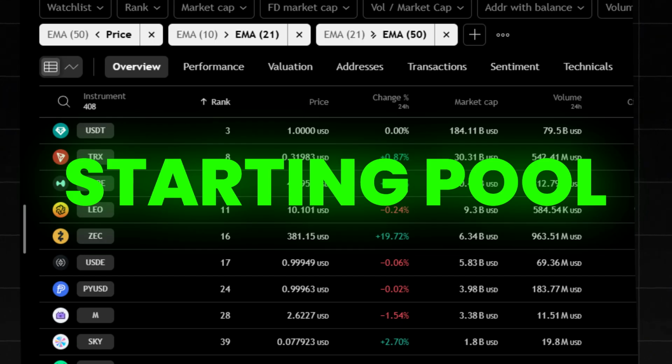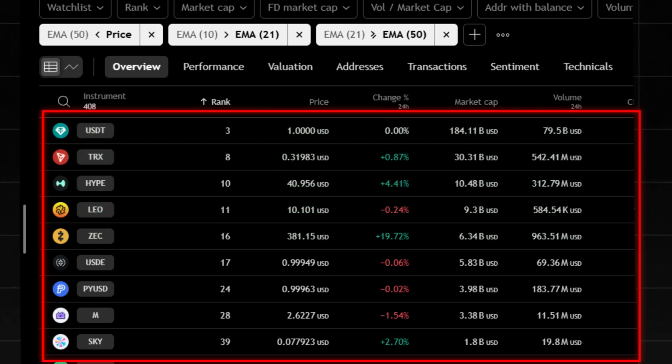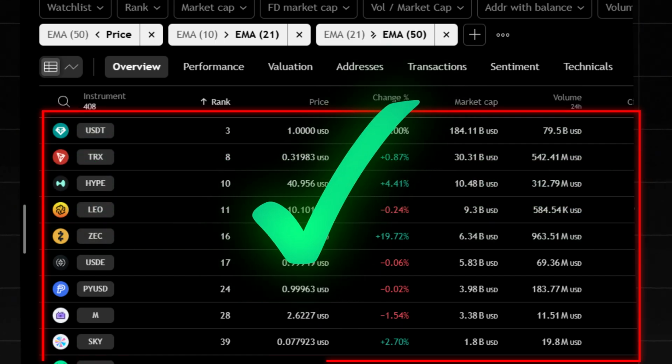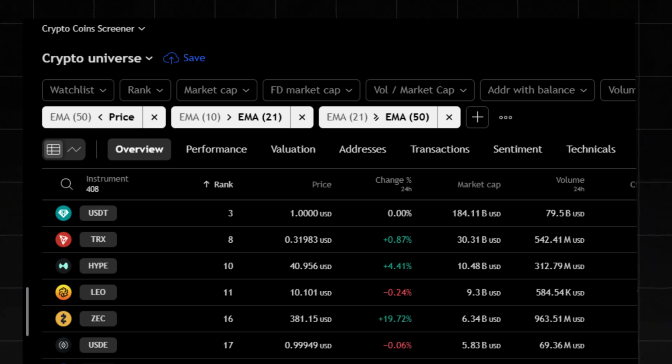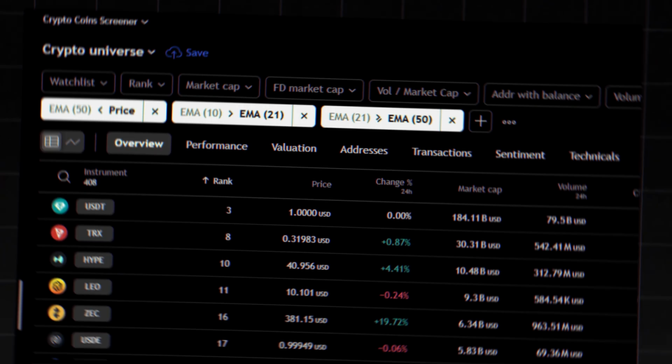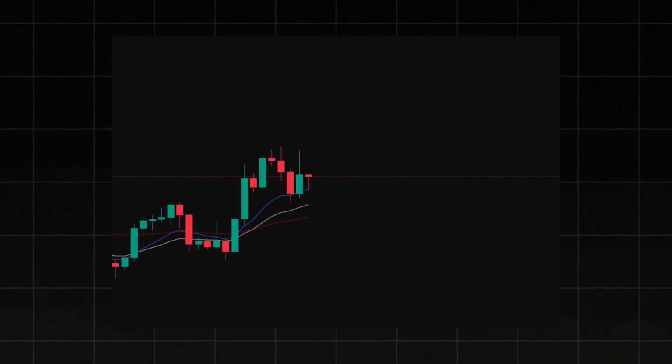That is your starting pool. You are not looking at everything, only the coins that already meet all three conditions. From that filtered list, you then look for a specific chart structure. The setup you want is a prior uptrend, followed by a controlled pullback to one of the key EMA levels, followed by a tight range forming near that level.